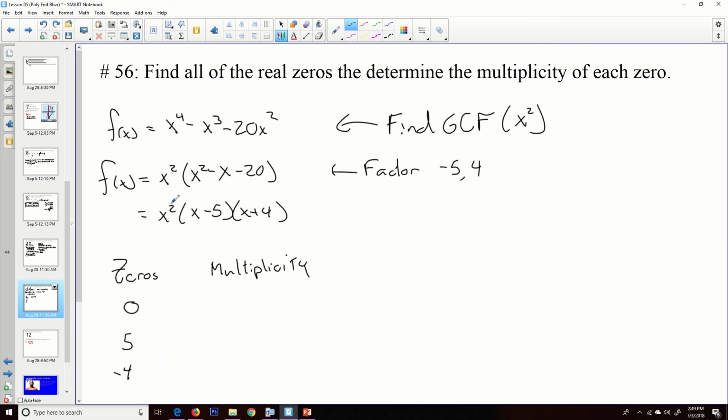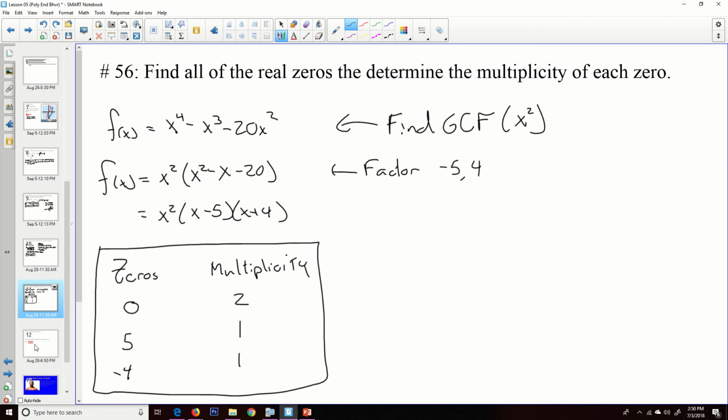Well, since it's x squared, we could factor that to x and x. That gives it a multiplicity of 2. Now, x minus 5 is just a first degree 0, so it has a multiplicity of 1. Same thing with x plus 4. Since that's also to the first power, it has a multiplicity of 1 as well, and that is our answer.